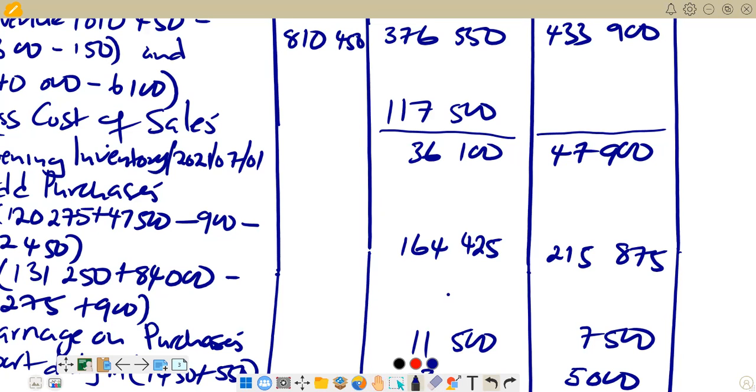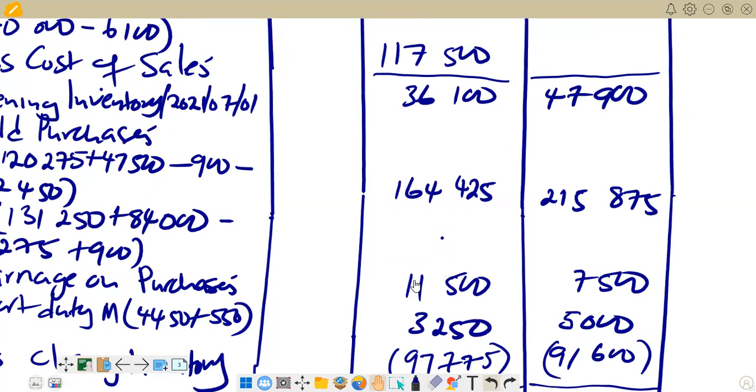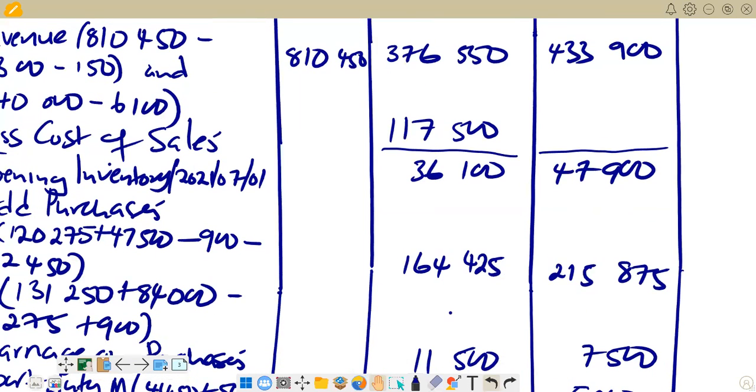So you do the same again for the meat department. That is, you are supposed to say 47,900. You add 250,875. You add 7,500. You add 5,000. Then you subtract 91,600. And obviously, the answer that you are supposed to get there is 184,675. And this figure, remember, we are saying less cost of sales, so we are subtracting. So we show by brackets.